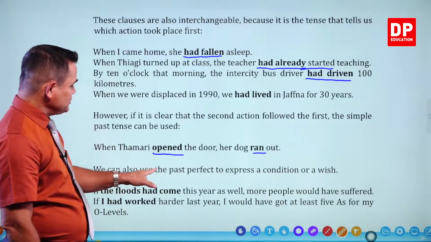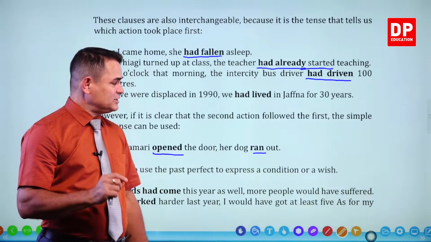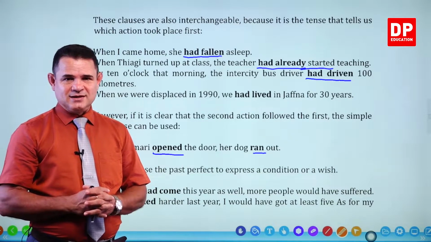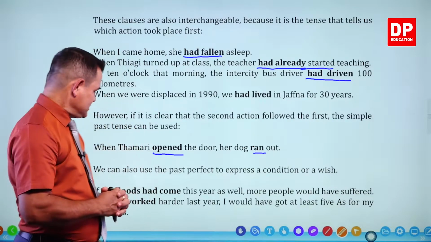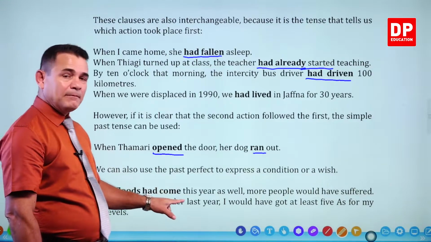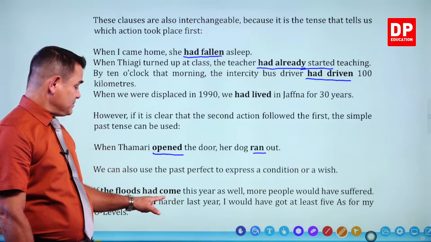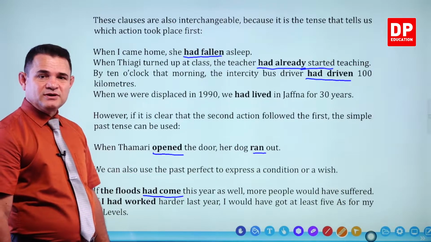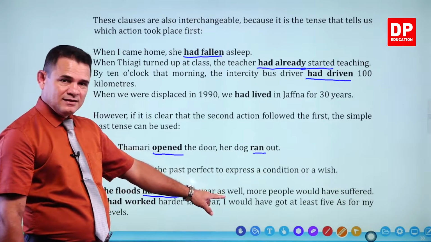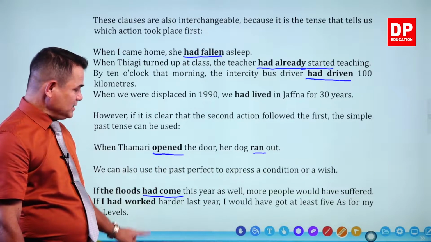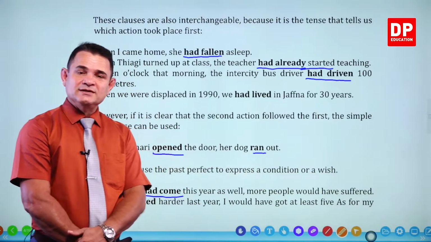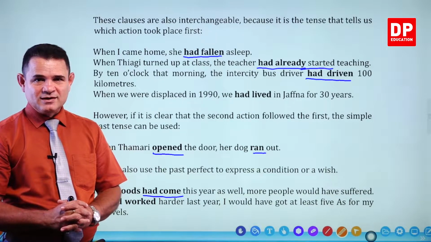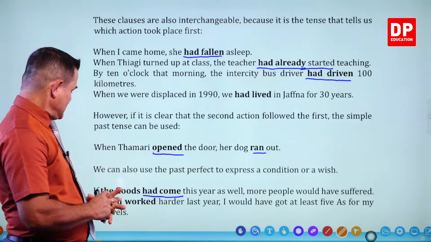Now, we can also use the past perfect to express a condition or a wish. To express a condition or a wish, we use the past perfect. Let's have a look at it. If the floods had come, if the floods had come, had come, past perfect. This year as well. If the floods had come this year too, more people would have suffered. Many people would have suffered. It could have been a disaster.